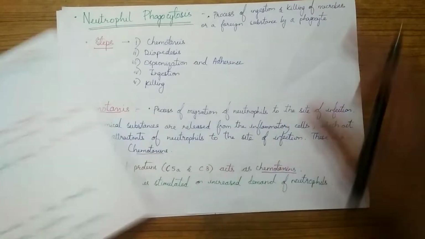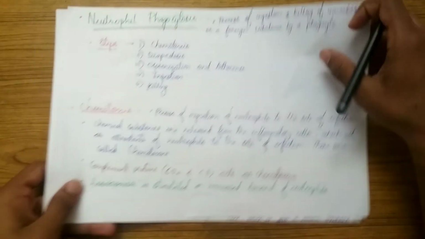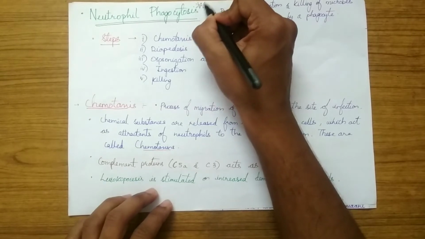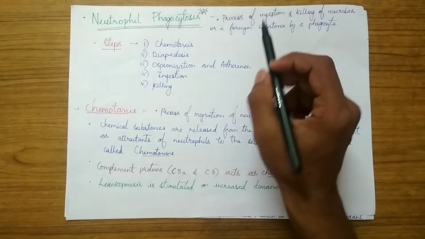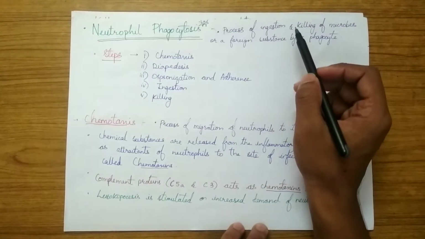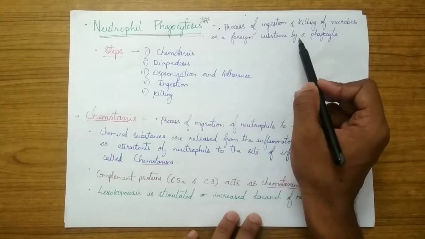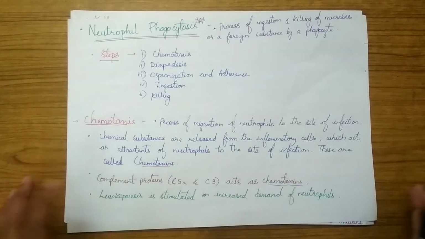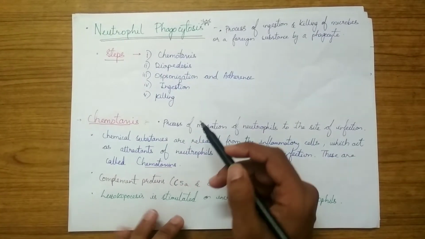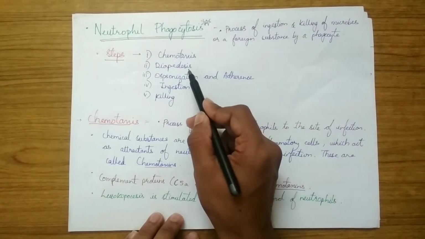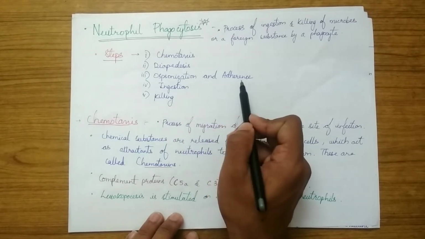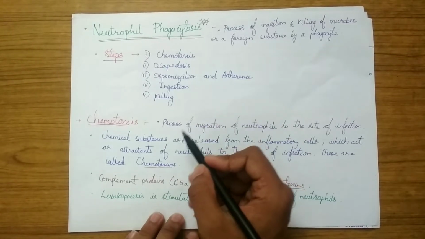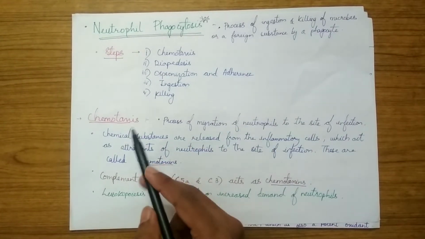Now let's talk about the most frequently asked question from this topic, neutrophil phagocytosis. It is the most important question. It is a process of ingestion and killing of microbes or foreign substances by a phagocyte, which is nothing but the neutrophil in this case. There are 5 steps in this process: chemotaxis, diapedesis, opsonization and adherence, ingestion and killing. So let's talk about these steps one by one.